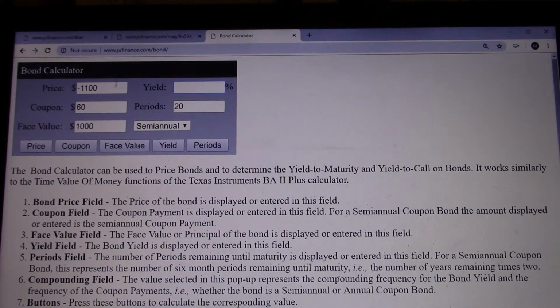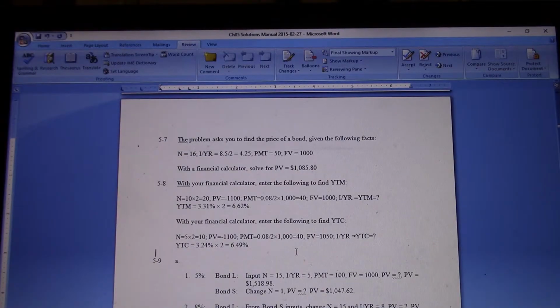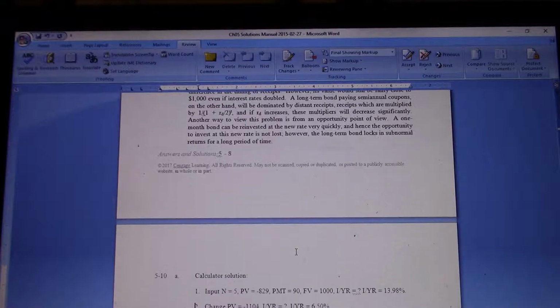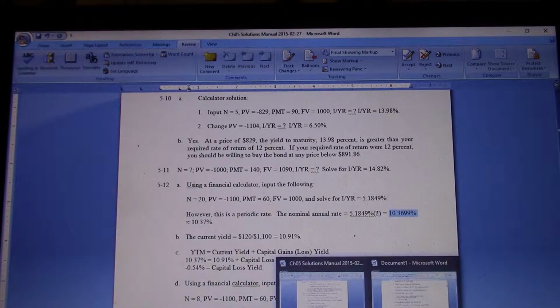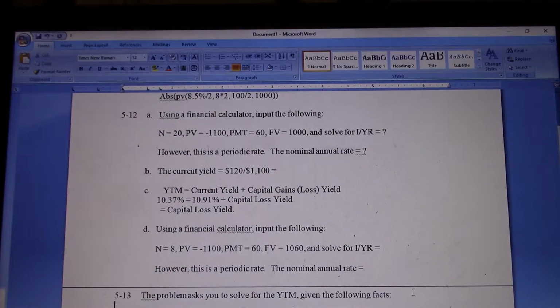So remember, PV has to be negative, price has to be negative, face value positive, coupon positive. Click on yield. So it should be 10.37%. Let's check the solution, 512. 10.37%, that's correct.